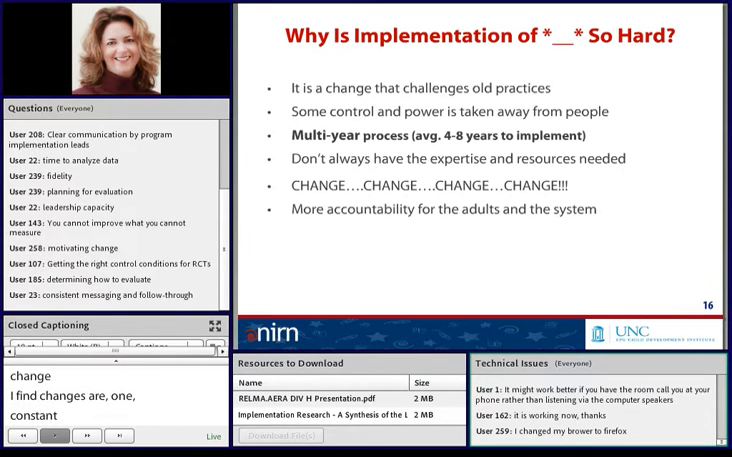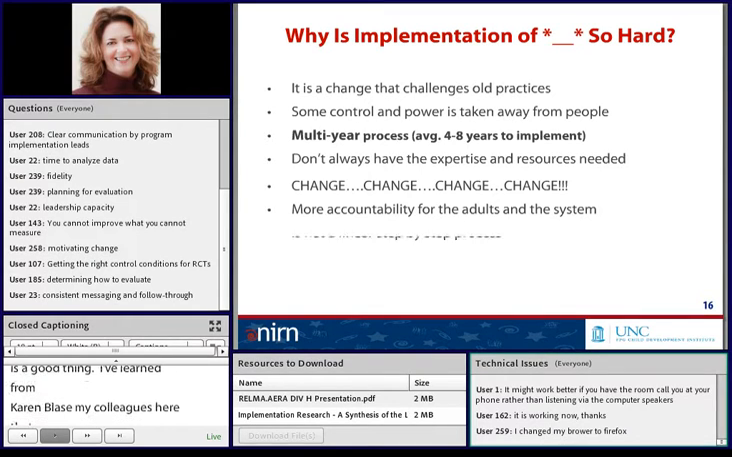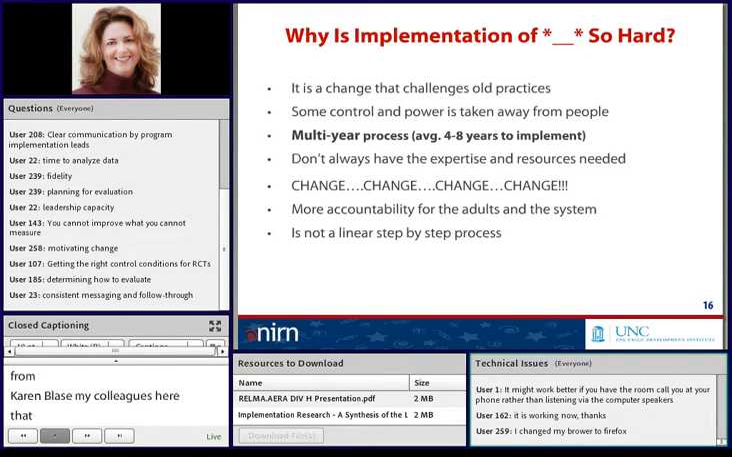And often this means more accountability for the adults in the system, which is a good thing. I've learned from Caryn Blase and my colleagues here that accountability should roll up. It should shift to the system. And implementation is not a linear step-by-step process, as much as my linear brain would like it to be.